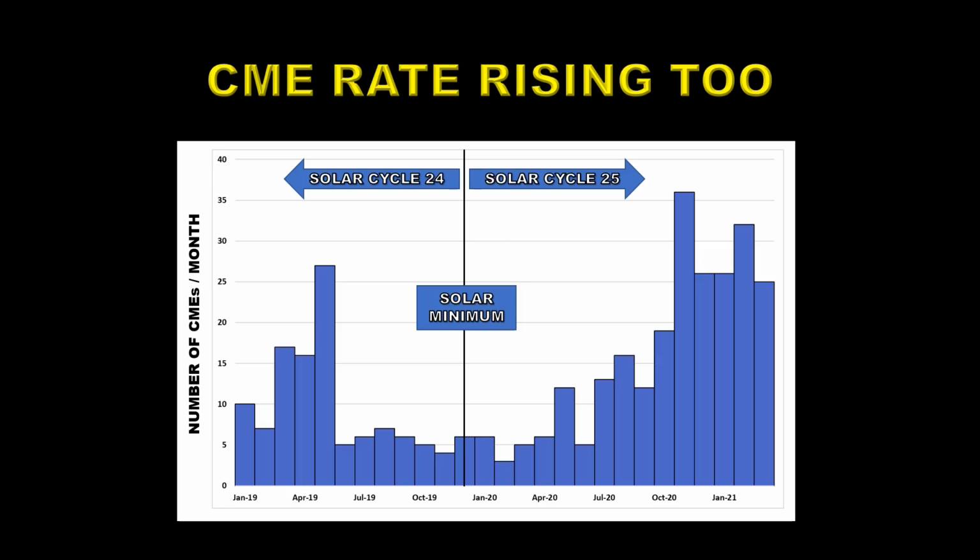According to the coronal mass ejection database, we had 26 coronal mass ejections last month. And you can see since solar minimum, that number has been steadily increasing. We expected to get well over 100 by the time we get to solar maximum. So we're not a quarter of the way there yet.